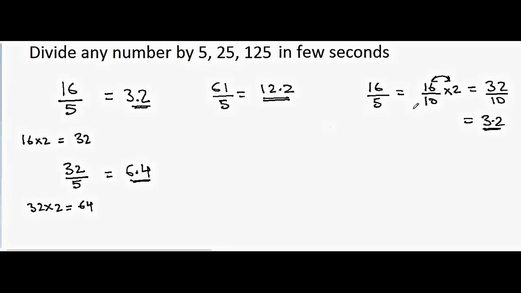So as you can see, the explanation is very simple, but most of the time we don't remember this relationship, and that's why we go with a longer calculation by actually dividing it by 5. So the same trick can also be used to divide by 25. In this case, suppose I have 16 and I want to divide by 25.